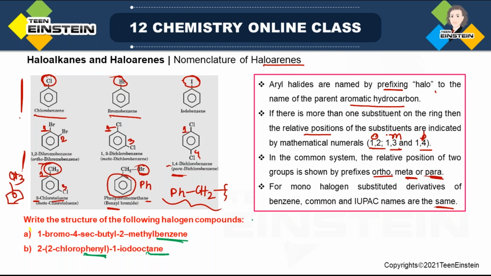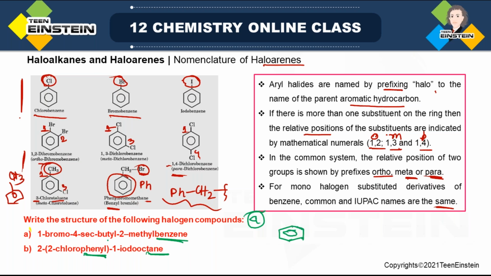So the first molecule, how will we write it? A. 1-bromo-4-secondary butyl. Butyl is 4 carbon. But when the substituent is attached to secondary carbon, then it will be secondary butyl. So 1-bromo-4-secondary butyl-2-methyl benzene. So first of all, what you will do, as here the suffix is benzene, simply write benzene.